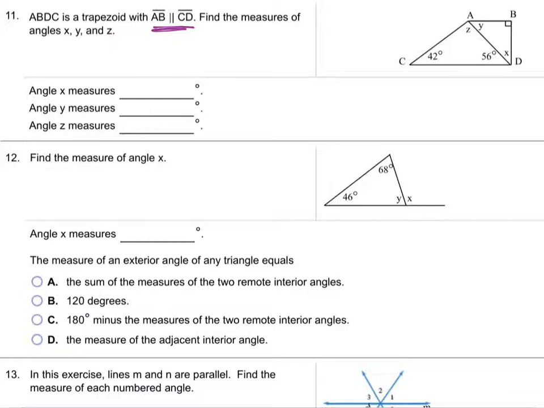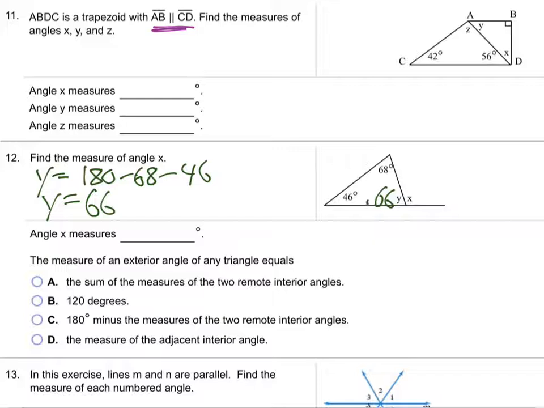Now number 12 gives us this kind of scenario, trying to find x and y. So how are we going to get y here? Well, y, remember, is part of a triangle, totals 180. So it's 180 minus 68 minus 46. So calculator, I'm getting 66. So there's, oh, that's y. That's not x. That's y, 66.